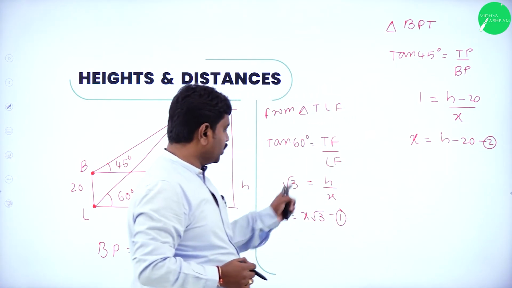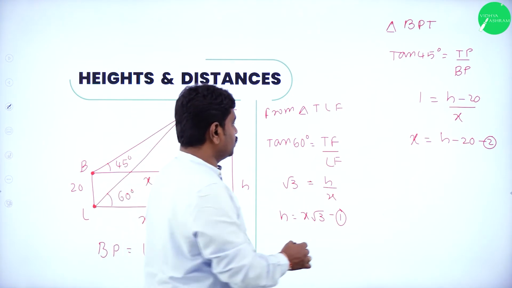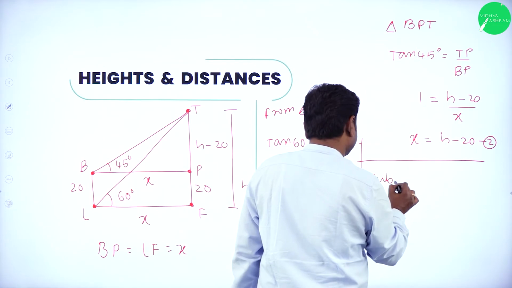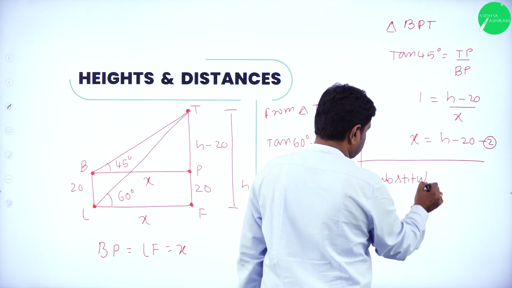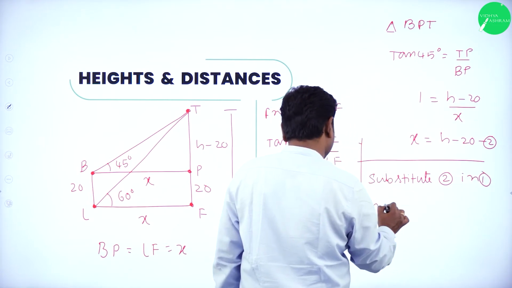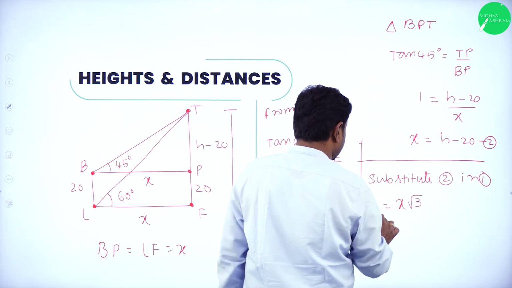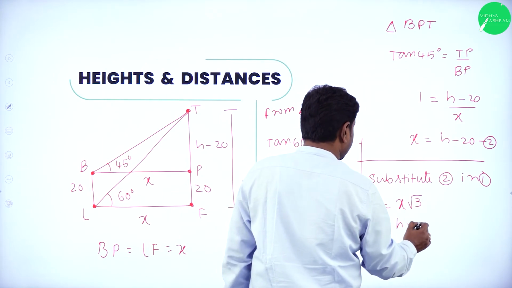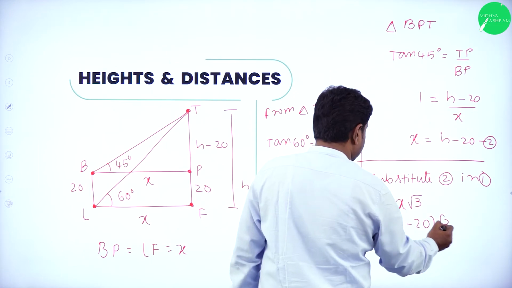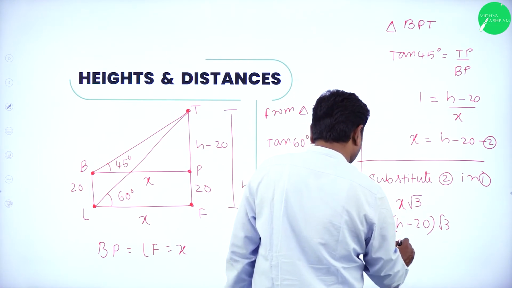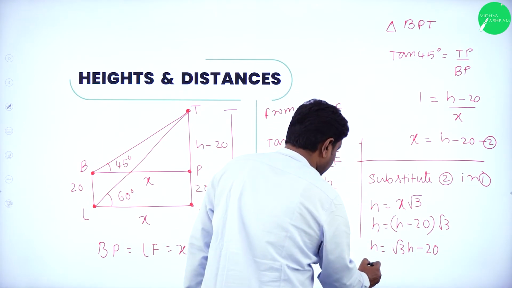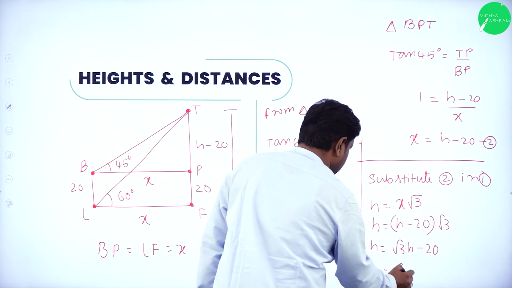Now substitute 2 in 1, and you will get the height. So what is 1? h is equal to x root 3. That is, h is equal to (h minus 20) into root 3. In the place of x I am putting h minus 20. Now simplify. h is equal to root 3 h minus 20 root 3. Rearrange: bring the 20 root 3 to the LHS and transfer h to the RHS.